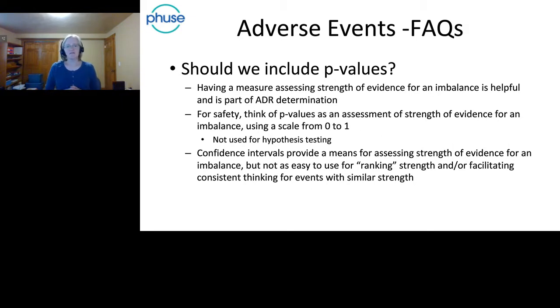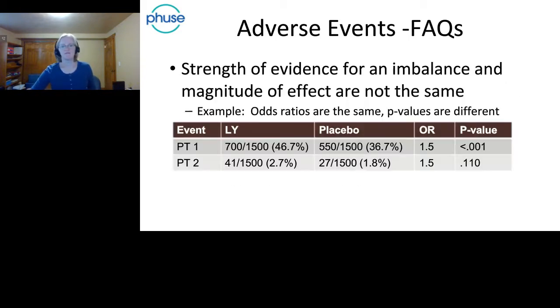So confidence intervals do provide a really nice means for assessing strength of evidence, but it's a little more awkward for ranking. A lot of times you want to view your data on what are the events that have the strongest evidence for an imbalance with placebo, and rank order them that way. And doing that through a confidence interval is a bit more awkward. So p-values do help a little bit for ranking purposes. But the main thing is we do think it's useful to have something that assesses the strength of evidence beyond the eyeball look at just the percentages.